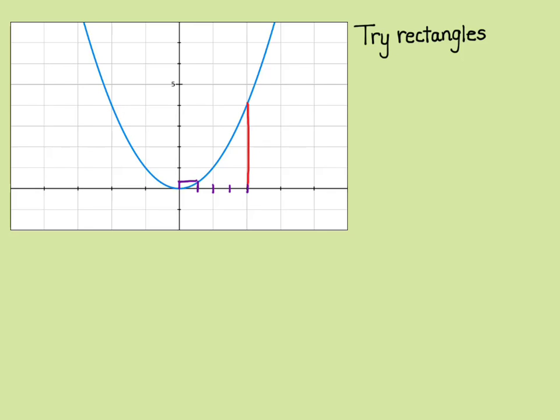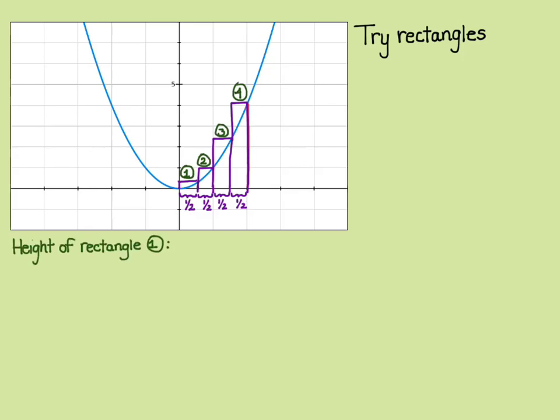So far I've drawn the first rectangle, here's the second rectangle, the third, and the fourth, and each time the base of the rectangles is the same. In this case they're all 1/2, and the height was found by using the right endpoint. Now we can just find the area of each of these 4 rectangles by finding the base and the height. So the height of rectangle 1: we went over 1/2 unit, and we plugged that into the function. So that's f of 1/2, which in this case, the function was x squared, so that's 1/2 squared, or 1/4.